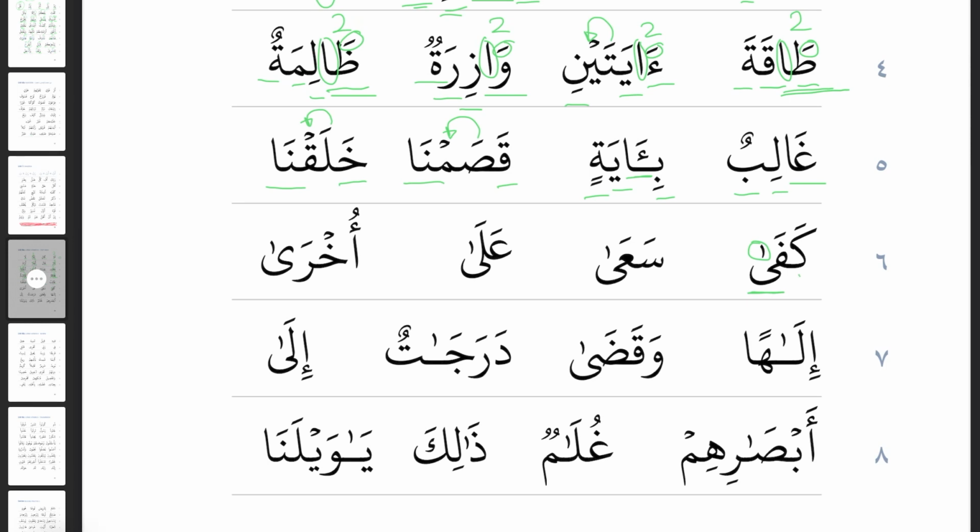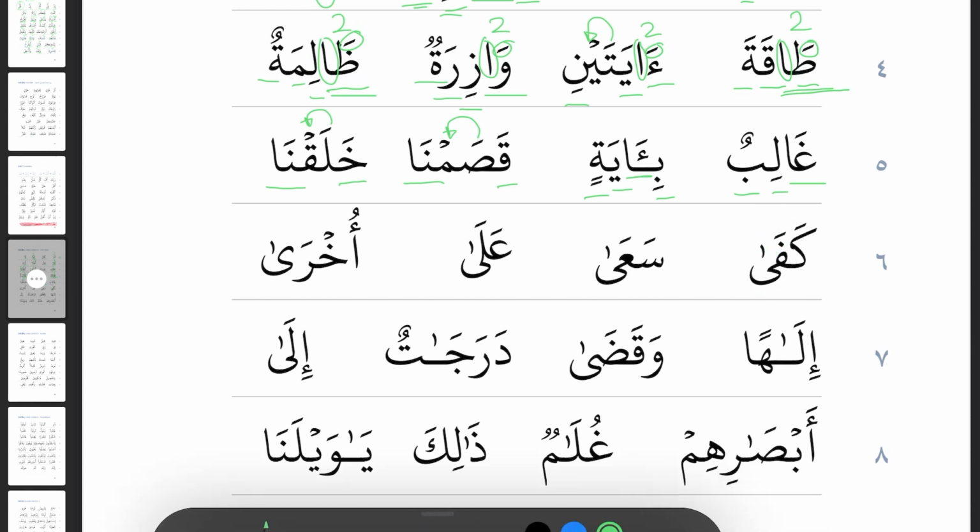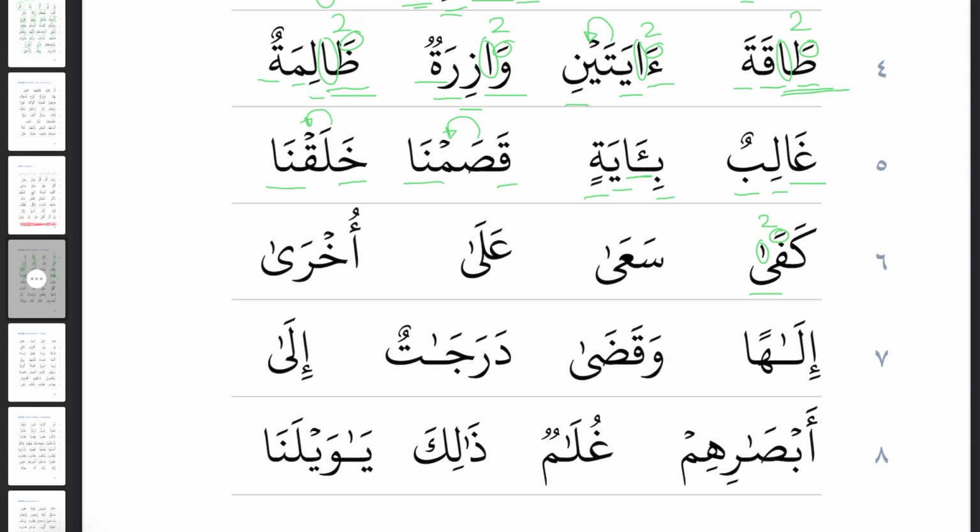We have ka, fa. So you heard that I did a 2 count stretch on the fa because the fa has a fatha and it's followed by an alif, so that's where the 2 count stretch is, and the ya that's sat underneath is literally just like a little cushion that doesn't take part in the pronunciation at all. So this is ka, fa.